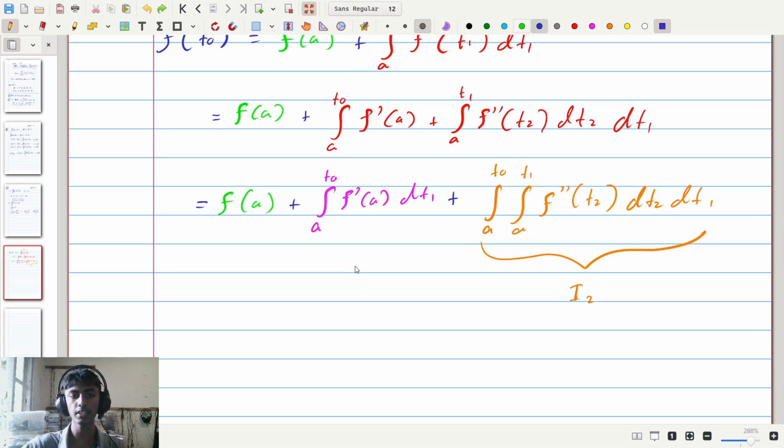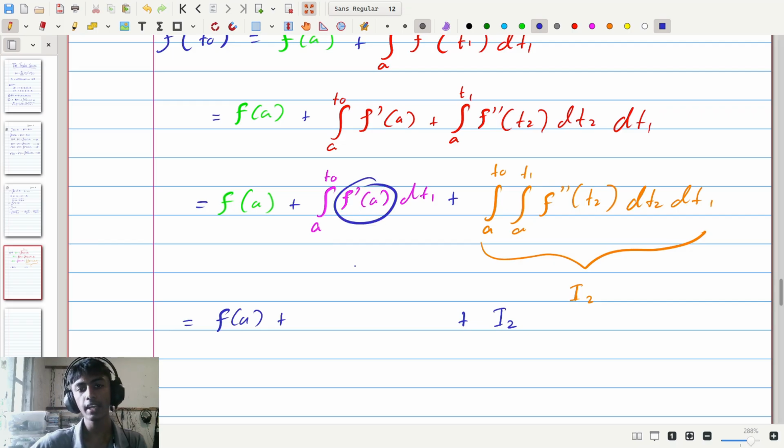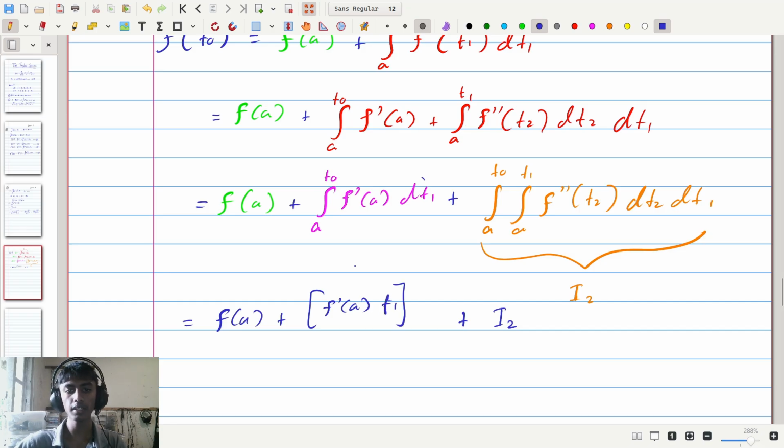Simplifying it down, what we have here is an equal sign. We have f(a) and then plus this expression plus I2. So now, solving whatever this is here, we have f prime a inside, and since a is a constant relative to t1, f prime a is also going to be a constant. So here we have basically a constant on the inside of an integral. There's nothing else in here, it's all alone. We have f prime a dt1 going from a to t0. So therefore the integral here is going to be the constant f prime a times t1, where t1 goes with the limits from a up to t0.